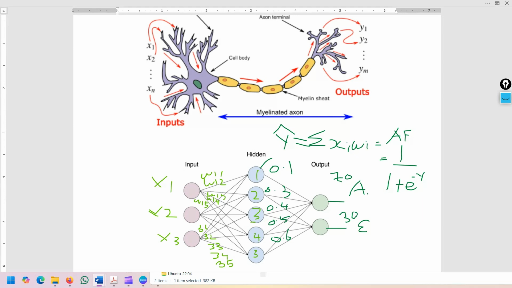But suppose the network has some expected values required, and the original outputs are coming. If we compare the expected output and the original output, how much difference is there? Based on the difference value, this is called the loss function. Through this loss function, we adjust the weight values.